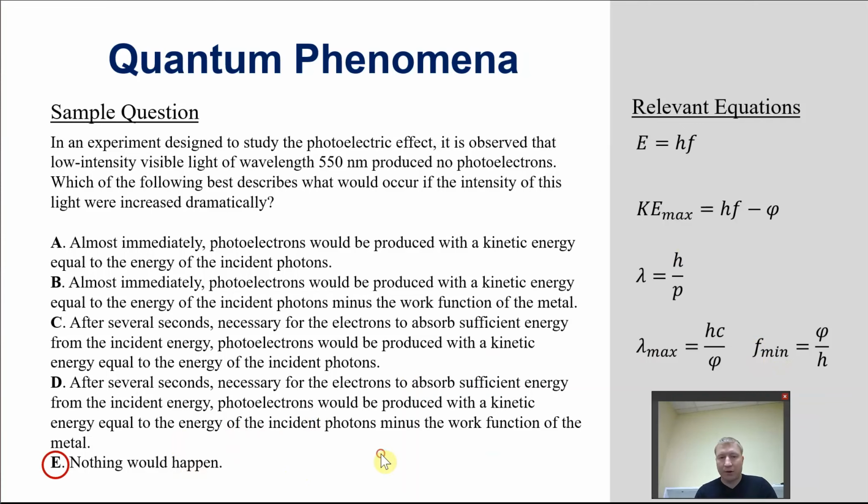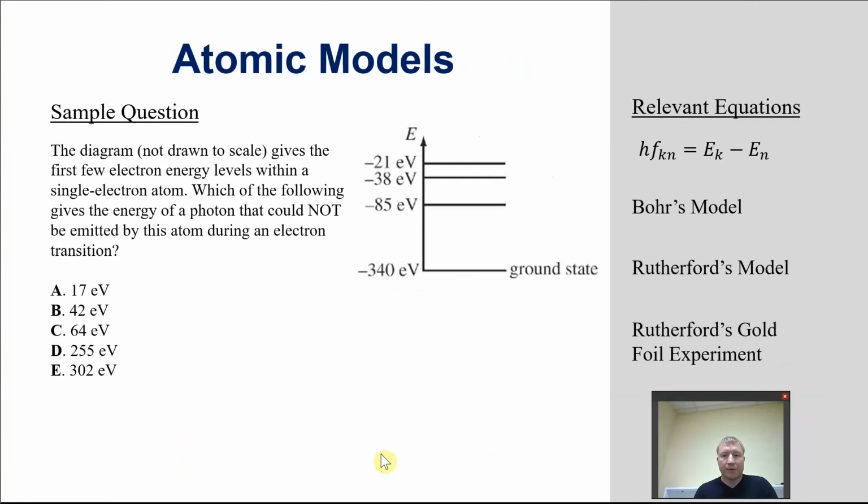Okay, let's look at the other question. So for atomic models, I just put this little equation here, that is to say that the energy is quantized, so the electron in an atom can occupy only certain energy levels. And well, you need to know about Bohr's model and Rutherford's model and the gold foil experiment.